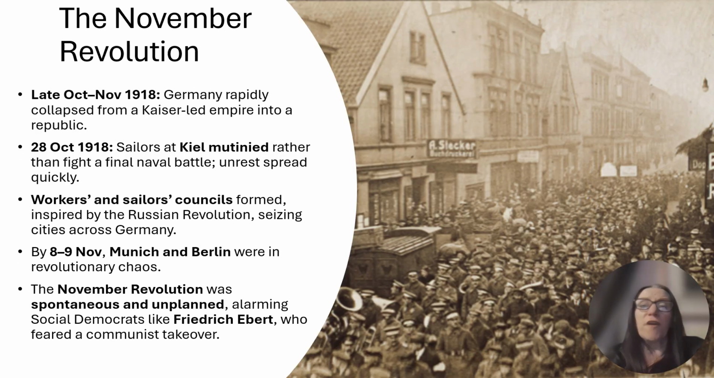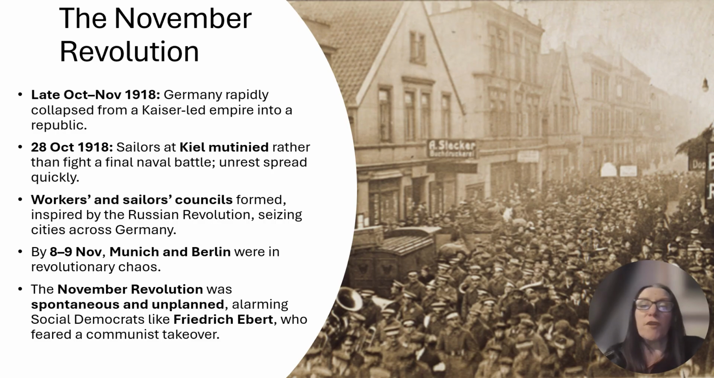Now things move fast, and I mean really fast. Within 2 weeks, Germany went from an empire ruled by a Kaiser to a republic, and here's how it happened. It started with the Navy. On the 28th of October 1918, German naval commanders at Kiel ordered the fleet to sail out and fight the British in one final, honourable battle.